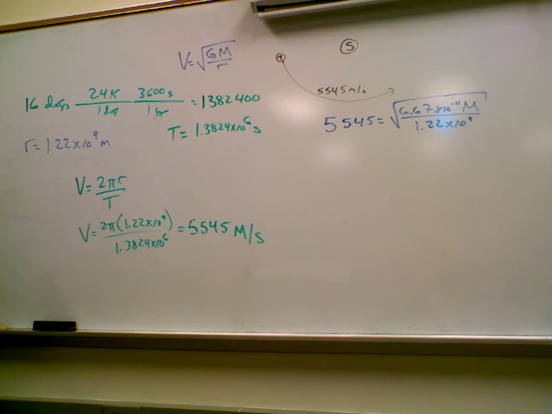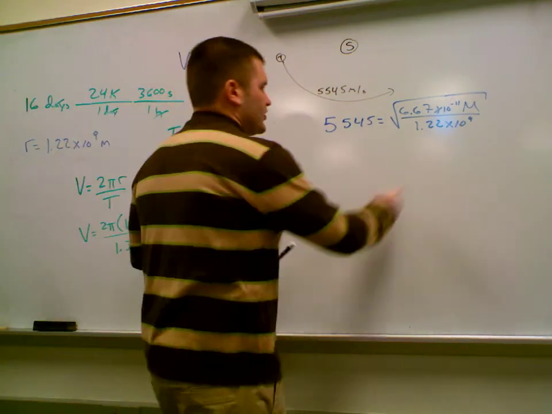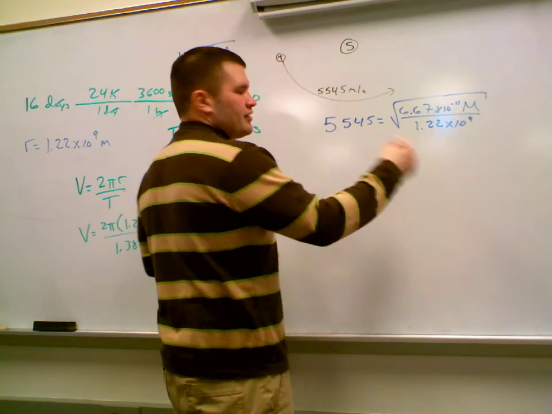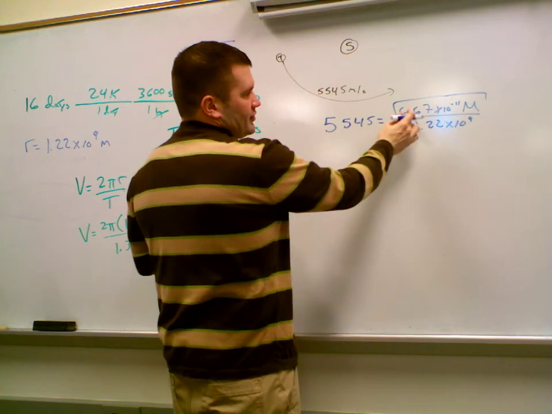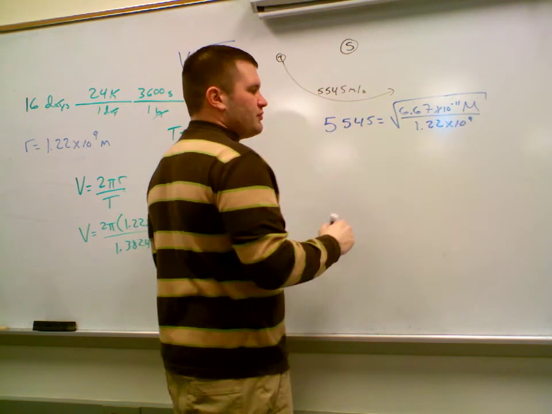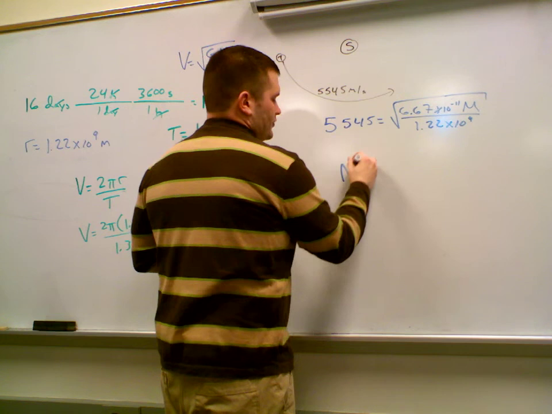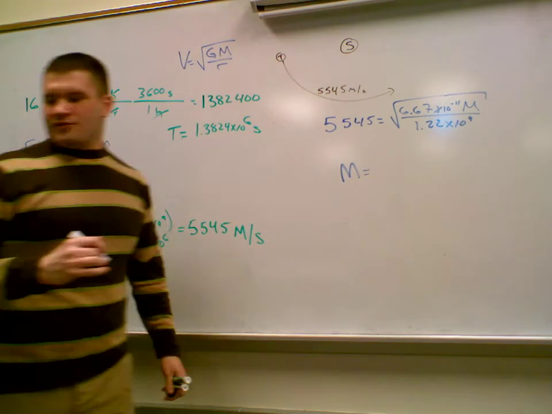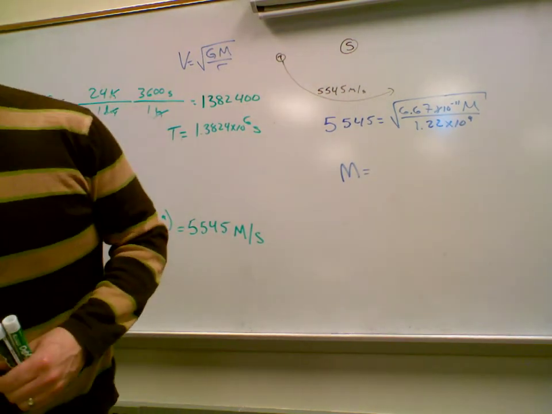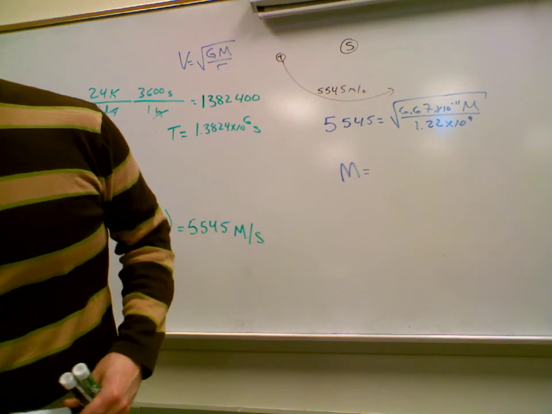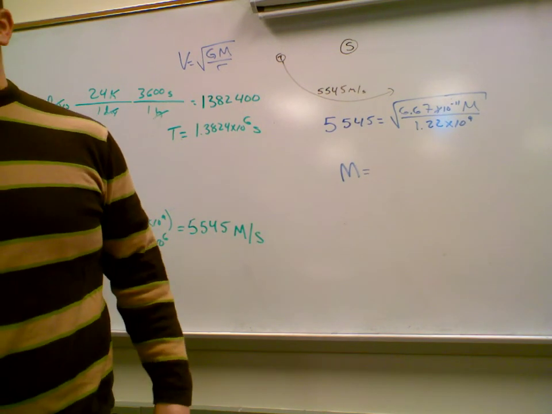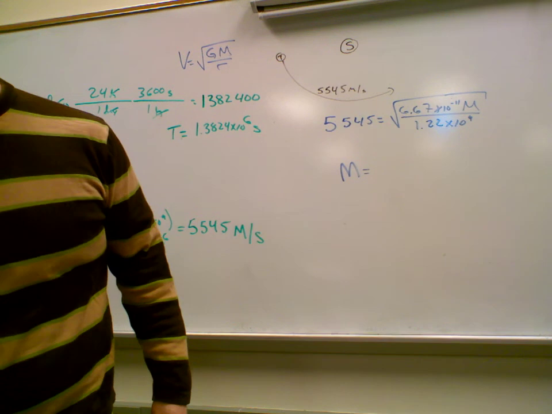What do we solve this for now? M, right? We solve for M. First step is squaring, then dividing by those two combined. And what do we get for a mass of Saturn? I got 7,161,189 times 10 to anything? No, that's wrong.